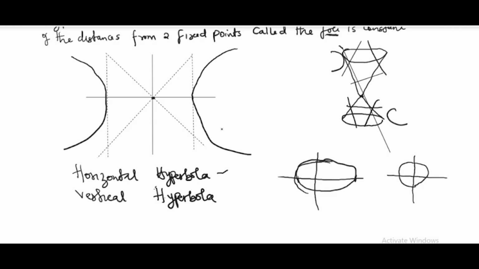So now since it's a horizontal hyperbola, it means that at this point where this curve cuts the x-axis, we'll have our vertex. And since this is on the x-axis, we will have what?